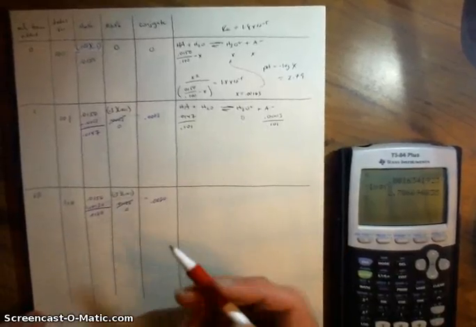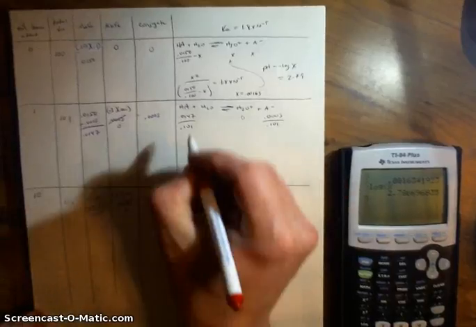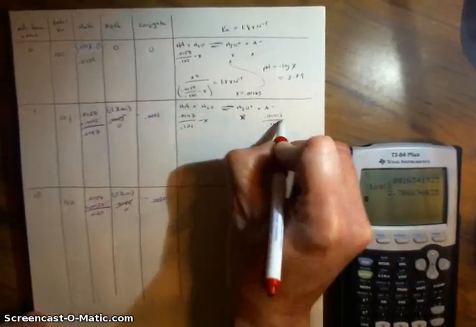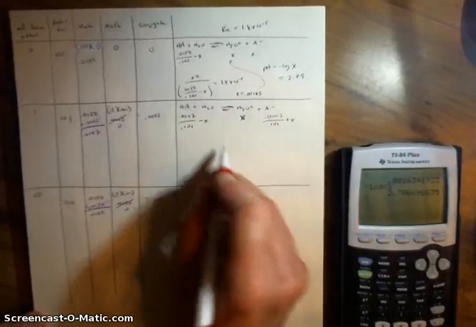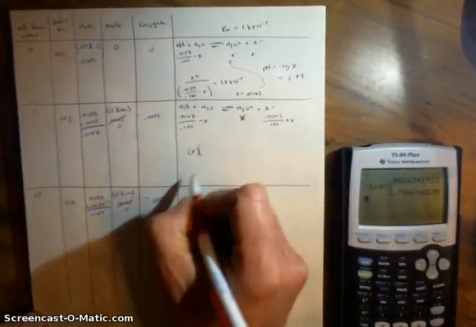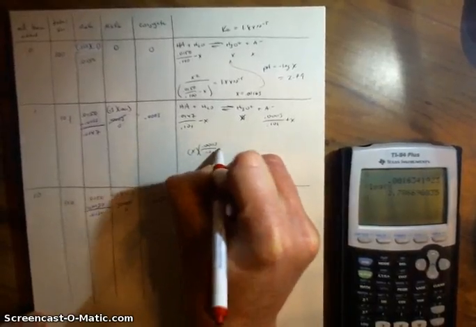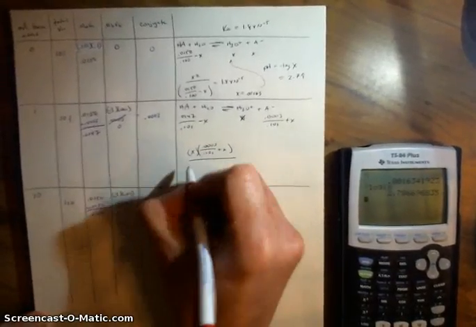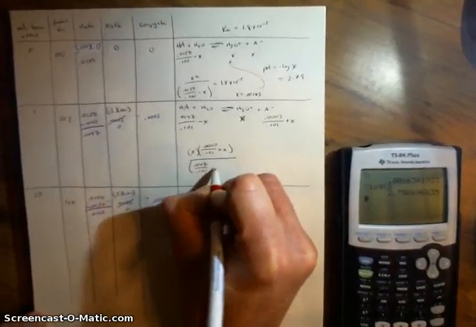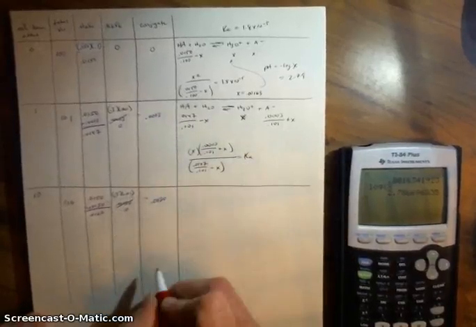So, am I at equilibrium? No, because I have a 0. What direction is it going? To the right, because that's where the 0 is. So this is going to be minus x, this is going to be x, this is going to be plus x. So now my equilibrium problem is more complex. Rather than being x squared on top, it's now x times 0.0003 over 0.101 plus x, all over 0.0147 over 0.101 minus x, and that's equal to Ka, again 1.8 times 10 to the minus fifth.